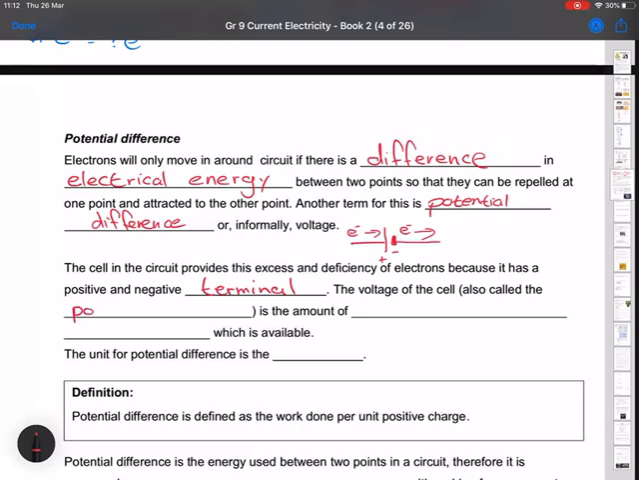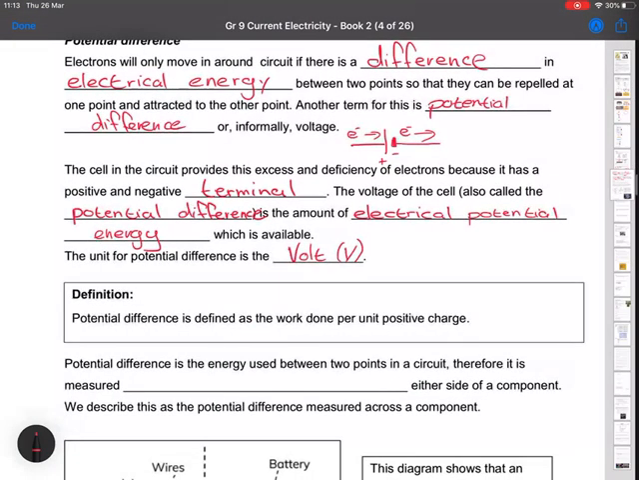So the voltage of the cell, we also call that the potential difference. More formally it is called the potential difference. The potential difference is the amount of electrical potential energy which is available. The unit for potential difference is the volt, and the symbol for the volt, you should remember from your SI units, is capital V.